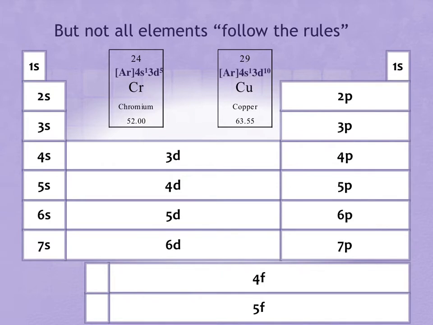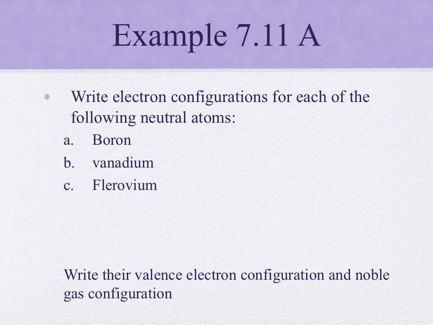Remember, this is just a map. This isn't like the real periodic table. Elements aren't in these orbitals. They have electrons in these subshells, in their outermost electrons. So this is just a map. It's a guide. Write electron configurations for the following neutral atoms.